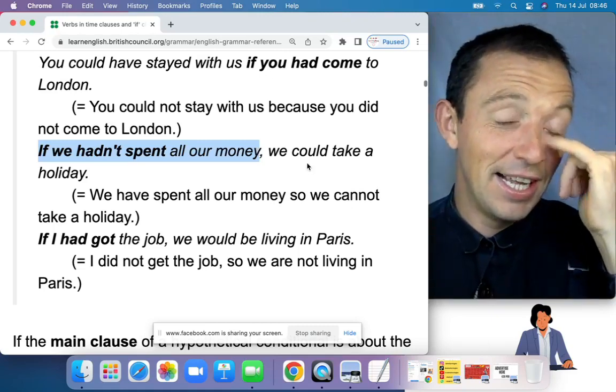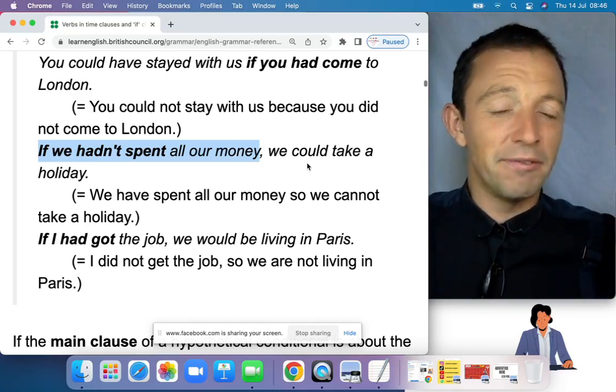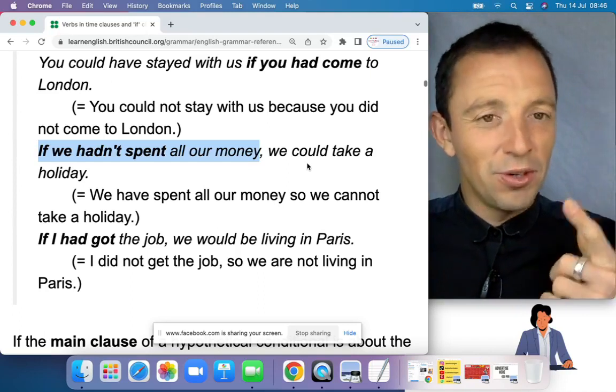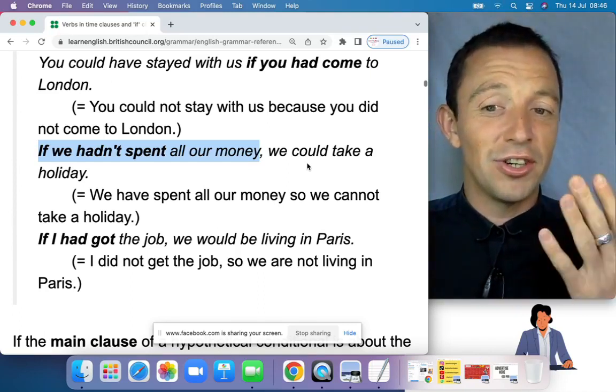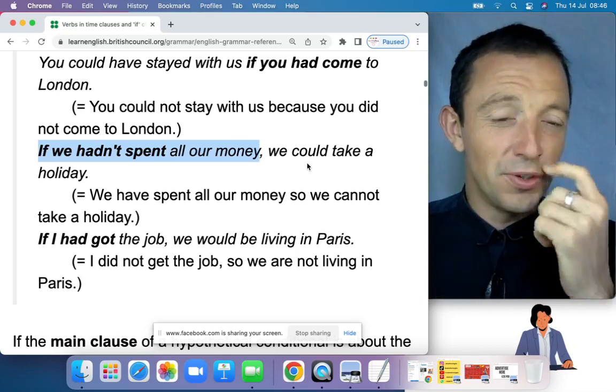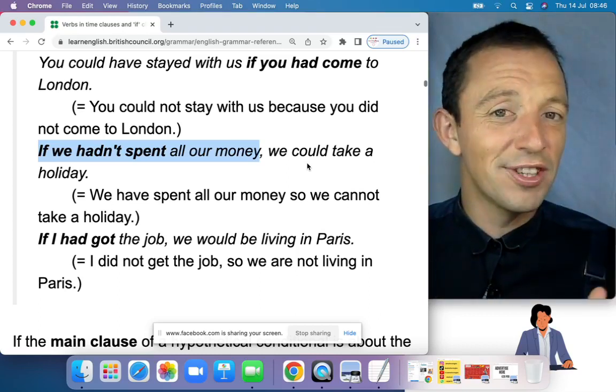This is an interesting perspective of the conditional, because normally in other grammar books you have the zero conditional, first conditional, second conditional, third conditional, but this is a more interesting perspective, I think, to understand how to use and construct the conditional.